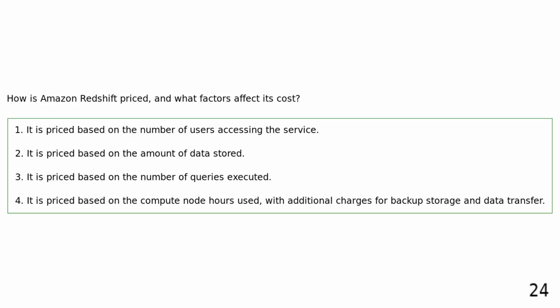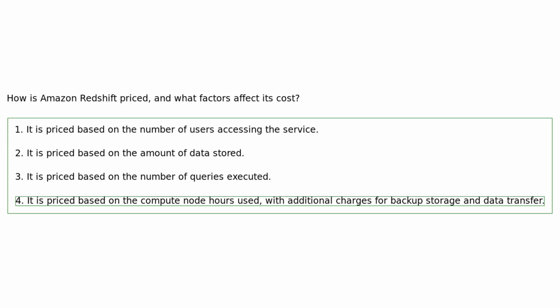How is Amazon Redshift priced, and what factors affect its cost? It is priced based on the number of users accessing the service. It is priced based on the amount of data stored. It is priced based on the number of queries executed. It is priced based on the compute node hours used, with additional charges for backup storage and data transfer. Amazon Redshift is priced based on the compute node hours used, with additional charges for backup storage and data transfer out of Amazon Redshift. Factors like node type, number of nodes, and data compression can affect the overall cost.